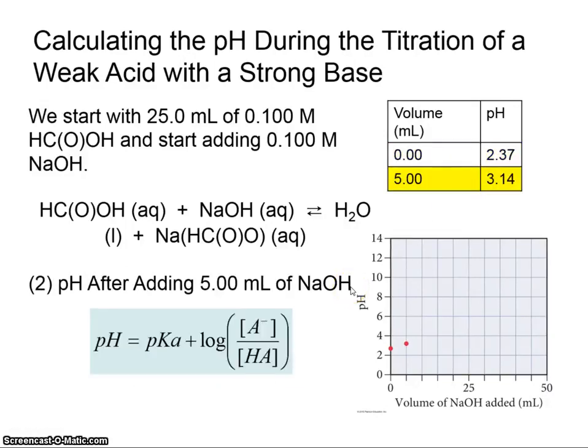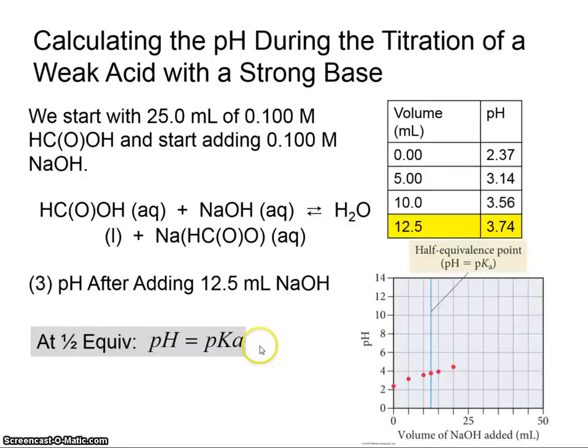I can add in a little bit. I've got a little bit of conjugate acid, I've got a little bit of conjugate base. So now I'm in this buffer region. Anywhere in this buffer region, I can use the Henderson-Hasselbalch equation, pH equals pKa plus log of A minus over HA.